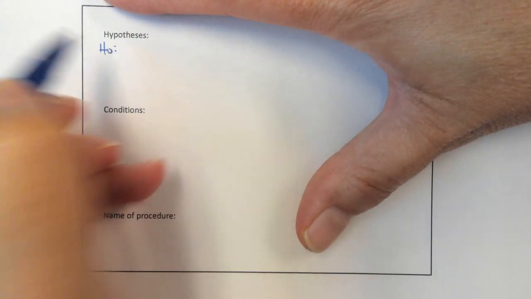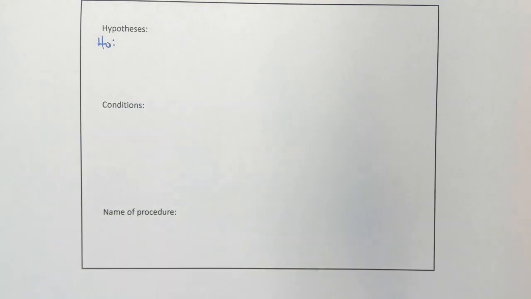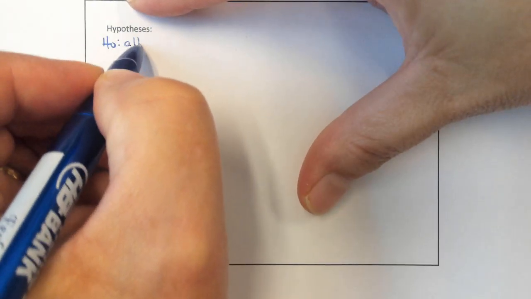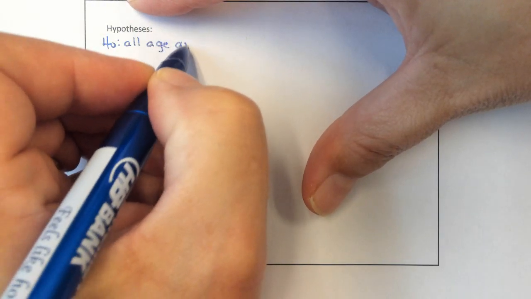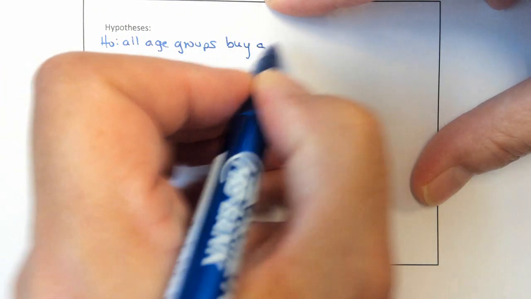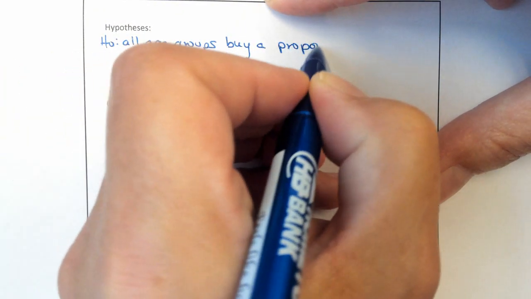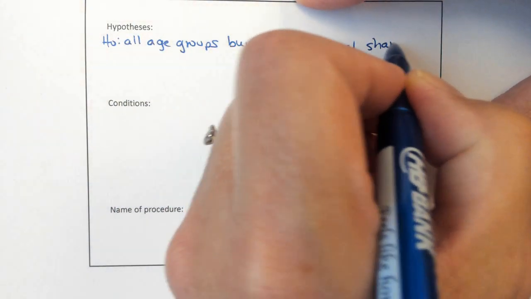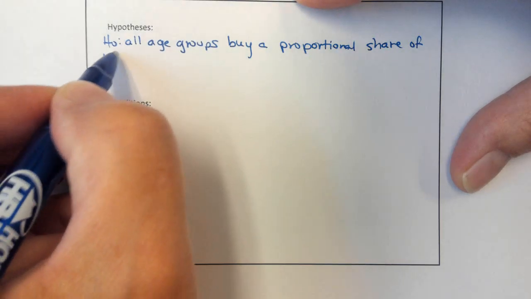So I'm going to start with the null, and I want to say that each of those age groups buys a proportional share of lottery tickets. So we're going to say all age groups buy a proportional share of lottery tickets.